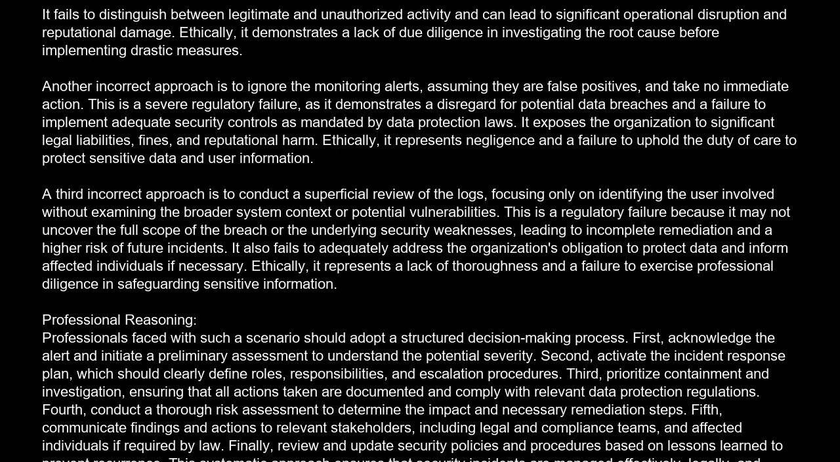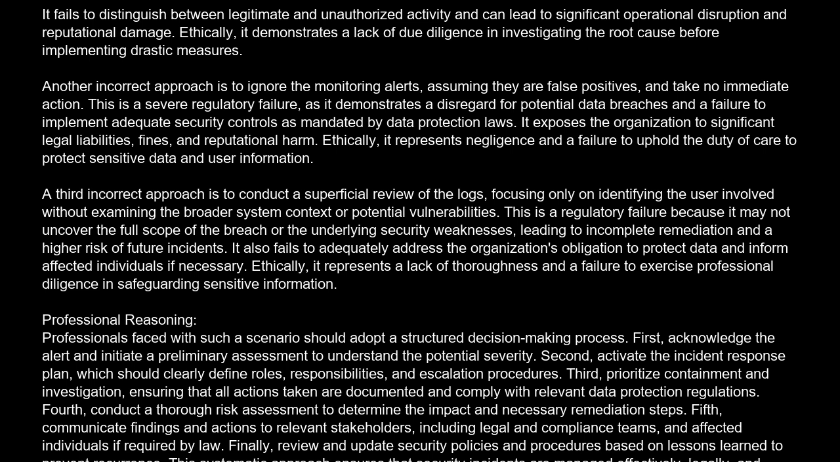It also fails to adequately address the organization's obligation to protect data and inform affected individuals if necessary. Ethically, it represents a lack of thoroughness and a failure to exercise professional diligence in safeguarding sensitive information.